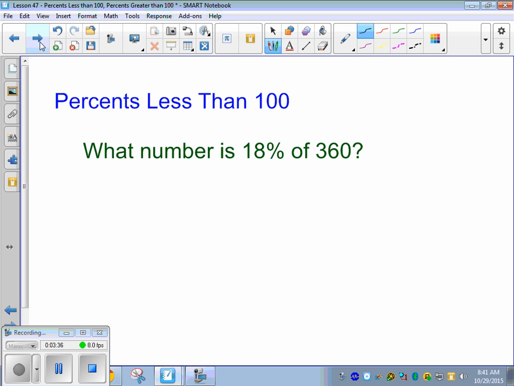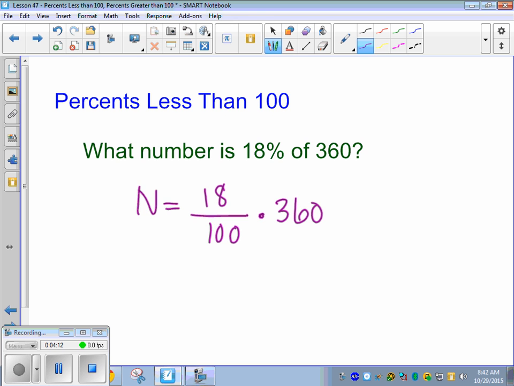Okay. All right. Percents less than 100. Again, what number is 18% of 360? So again, we're going straight from words to numbers. What number, my n, is equals, what am I doing? So equals 18%. Whenever I see percent, I'm going to put it over 100. 18 over 100 of 360. This one's super nice. It's just a multiplication because my is came right away. So I have the n.